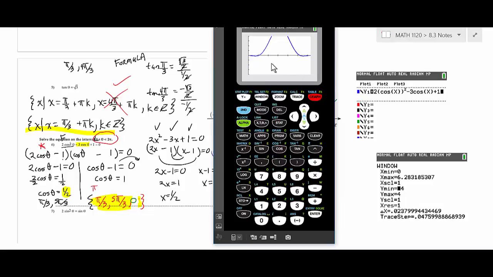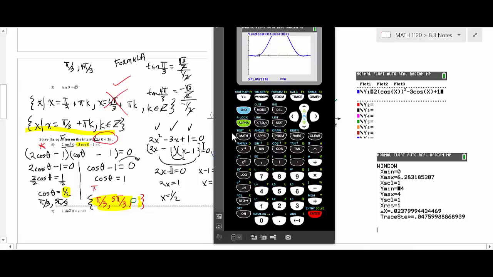So if you go through and do this, just trace. Let's trace out our answers. Here's how I know this. If I trace pi over 3, all it's going to do is blink on that place right there. See, y is equal to 0. That's what it's supposed to be, all right?